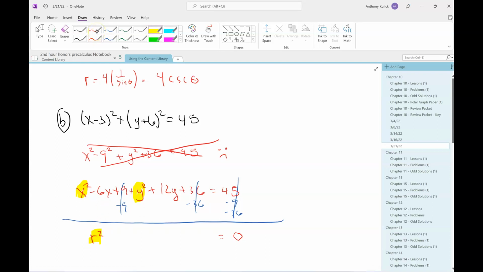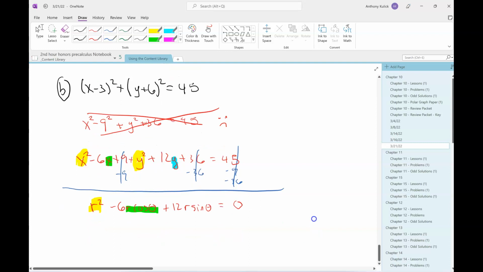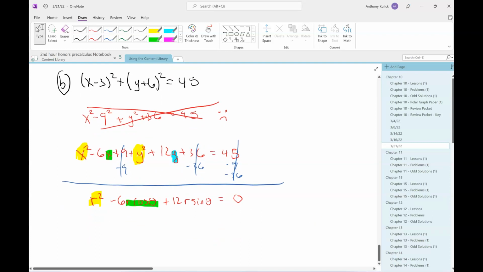Okay. What else do you see? What's x? Yeah. R cosine theta. And what's y? R sine theta. Okay. Now what should I do?